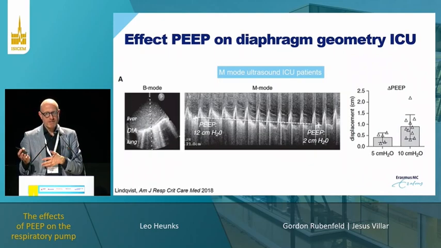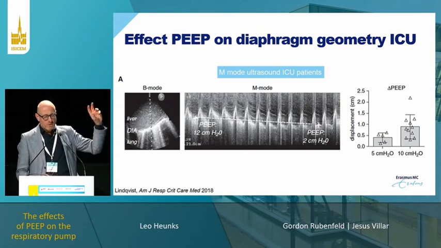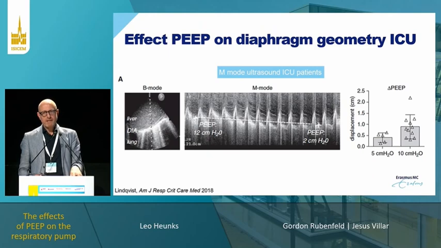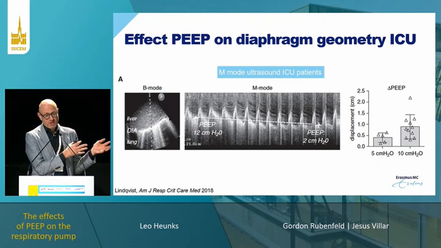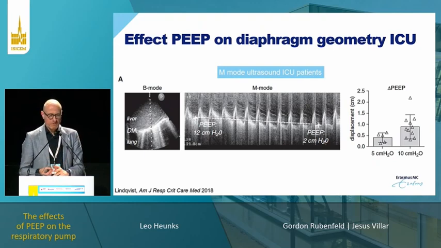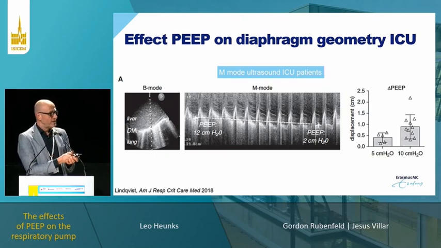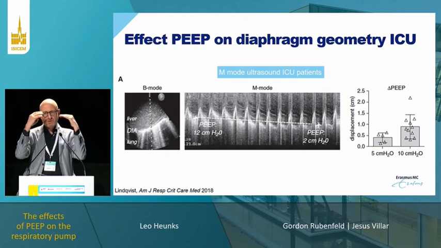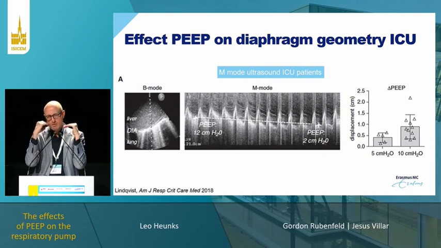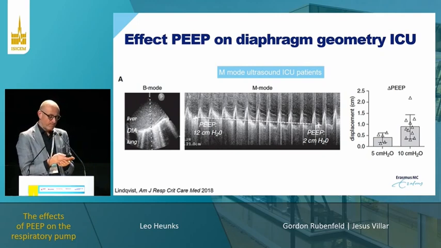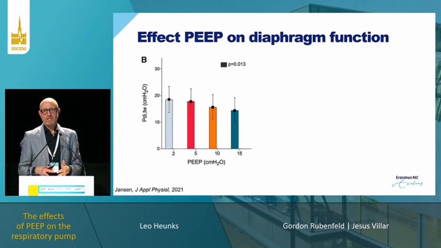Just a small sidestep, because you would say, yeah, this is in healthy subjects, who cares? Well, we did more or less the same in ICU patients, so ventilated patients with ARDS, at this time not in MRI, but with quite sophisticated ultrasound, and we also found that increasing the level of PEEP results in a downward movement of the top of the diaphragm. Okay, so let's go back to the healthy subjects again.